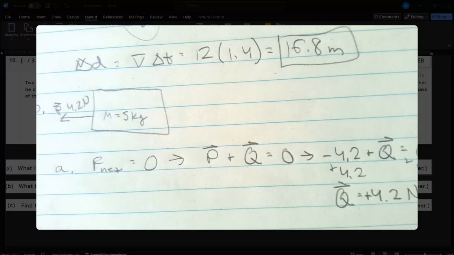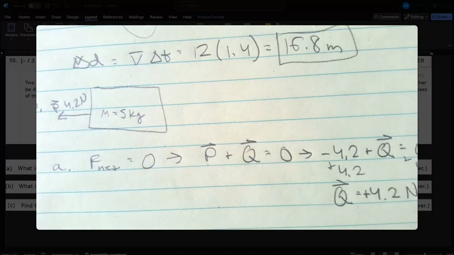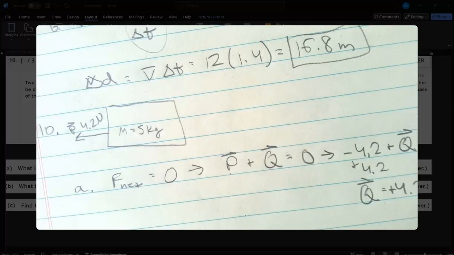So in this case, when you have constant velocity, no acceleration, your forces are going to cancel each other out. If you have a 4.2 newton force going this way, we also have to have a 4.2 newton force going that way.